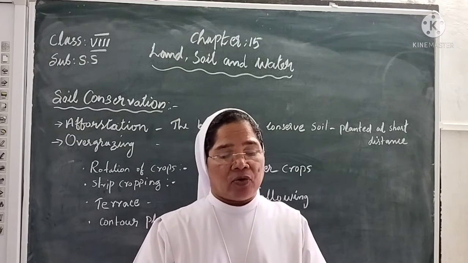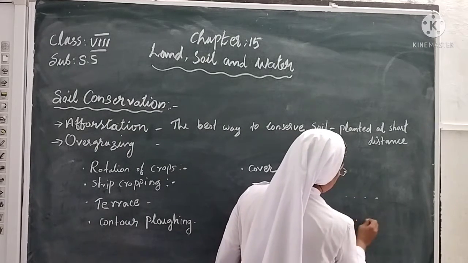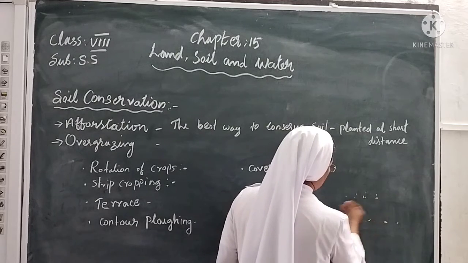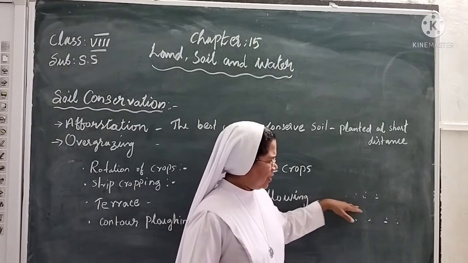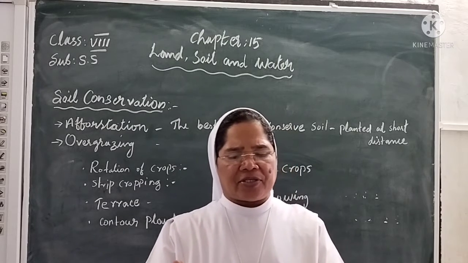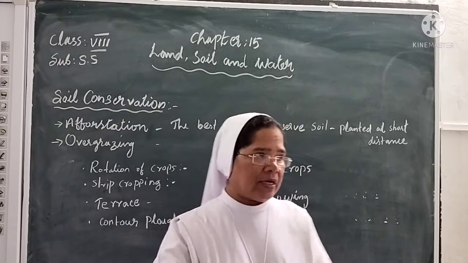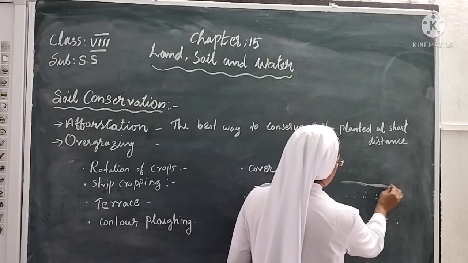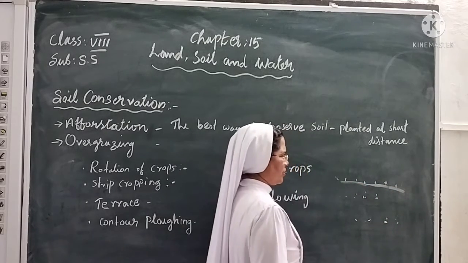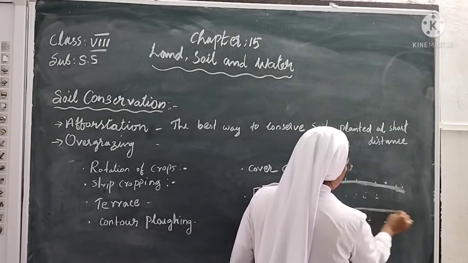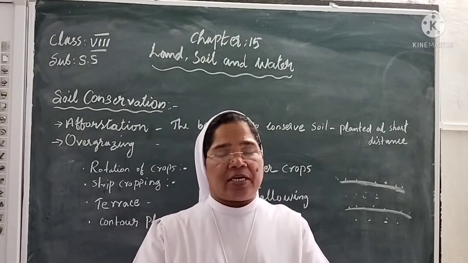Rows of trees should be planted at short distances. Where there is a field, we plant trees at some distance to provide a shelter belt. Then we can protect the soil with this belt. Like this, we can conserve the soil with a shelter belt.